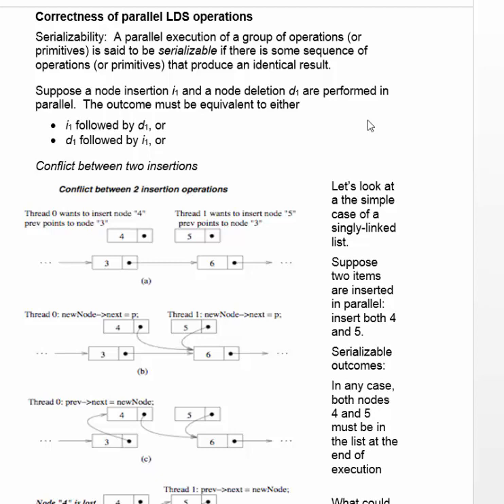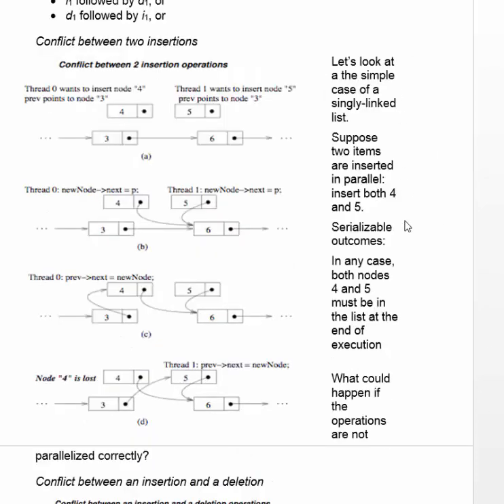Let's consider now a conflict between two insertions. There's a little diagram that shows this on the left-hand side of the page, and it shows that thread 0 wants to insert 4, a node containing 4, and it wants to insert it right after node 3, whereas thread 1 wants to insert a node containing 5, and it wants to insert it right after 3. So let's say both of these threads get working at the same time. In this case, they both allocate their new nodes, and then they set the next pointer from these nodes to point on to node 6.